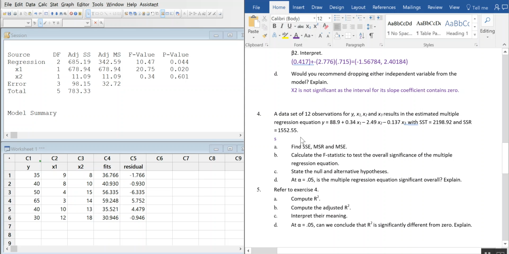Hello, and welcome to part 2 of examples for chapter 17. I'm going to be doing problem 4 and problem 5. So if you haven't read these two, make sure you do so now before I begin.